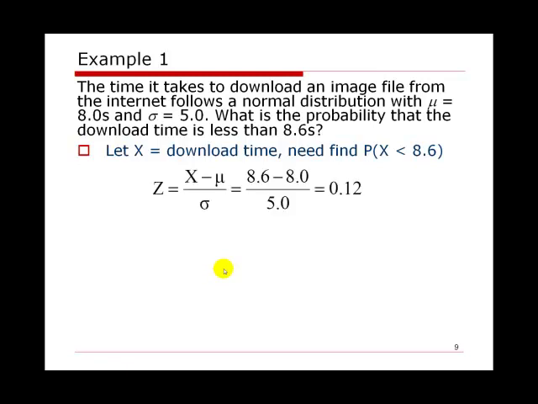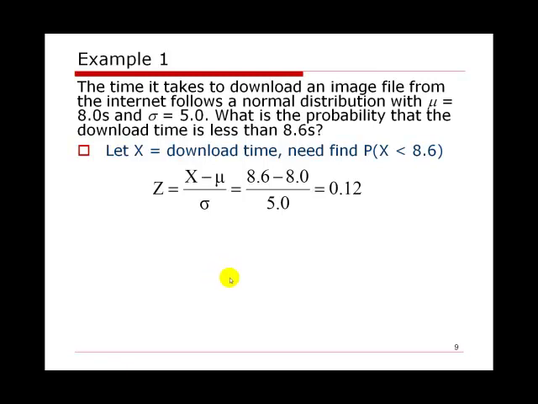Now, we do the transformation. Basically, we can find the corresponding z value. z equals x minus mu divided by sigma, which gives us 8.6 minus 8 divided by 5, equal to 0.12. So what does it mean? It means this 8.6 is 0.12 standard deviation above the mean, which is 8.